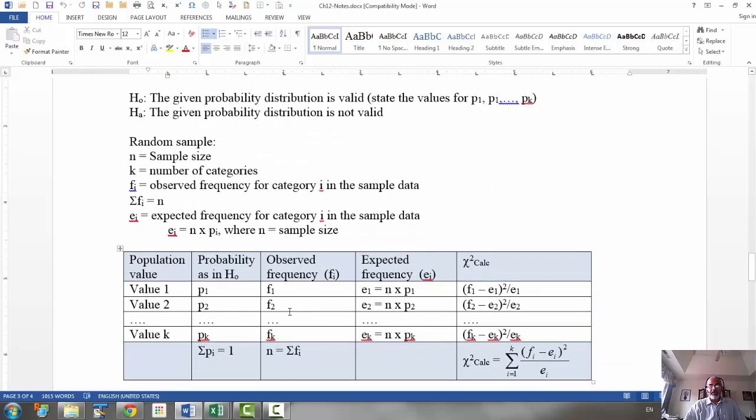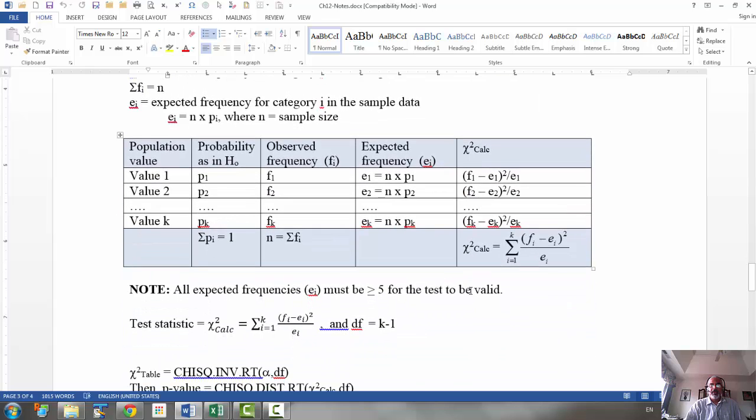Then we have the probabilities and the sample size. Okay, here is the observed frequency. Now if you take the sample size and multiply by each probability, so n times the first probability, n times the second probability, and so on, you get the expected frequency. So you have the observed frequency, expected frequency, and the rest is exactly like what we have seen before.